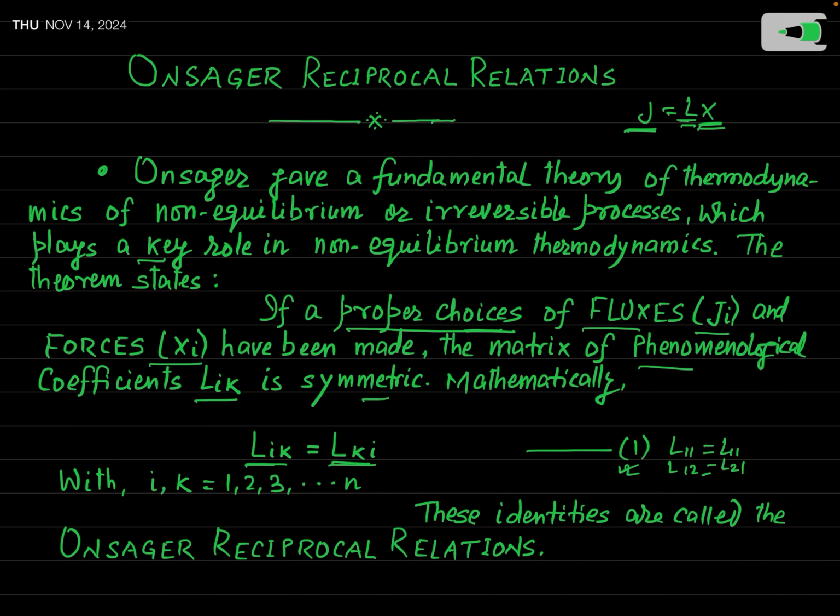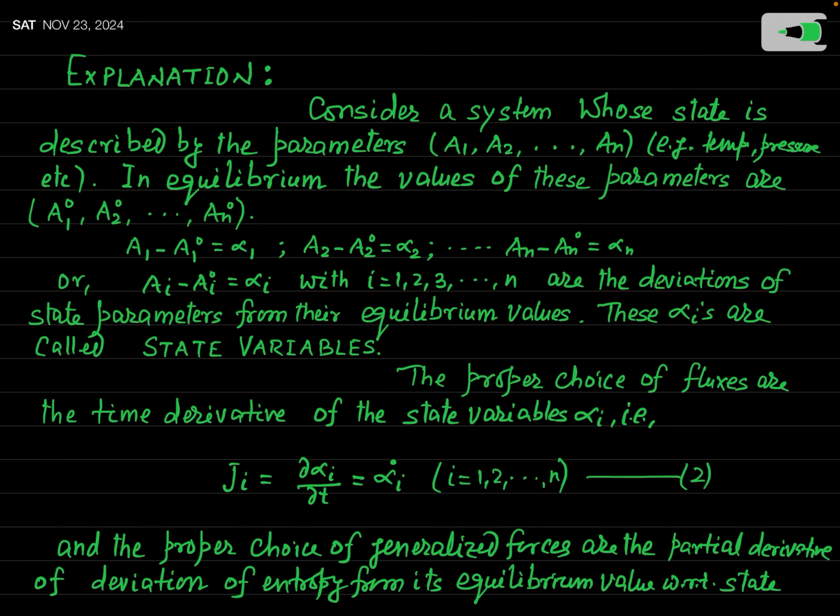For explaining what is meant by the proper choice of fluxes and forces, let us suppose a system, and the state of the system depends on some parameters or some variables. In general, we consider that A1, A2, so on An are the parameters which determine the state of our system. The different parameters which determine the state of a thermodynamical system are temperature, pressure, volume, etc. So A1, A2, so on An may represent temperature, pressure, volume, entropy, and so on, because these are the state parameters. So we have considered a system whose state is described by such parameters.